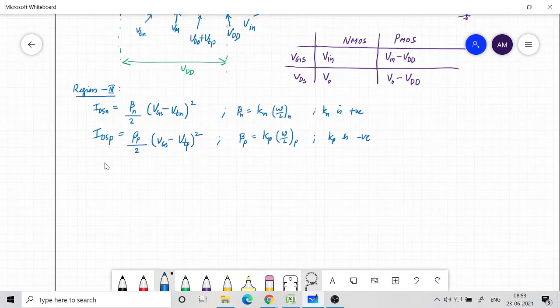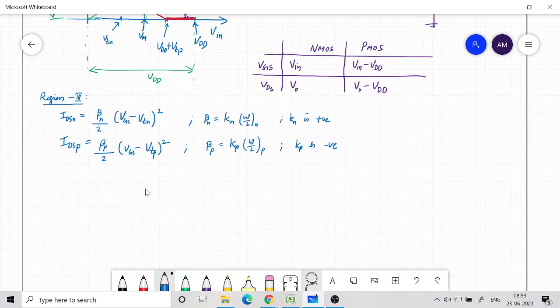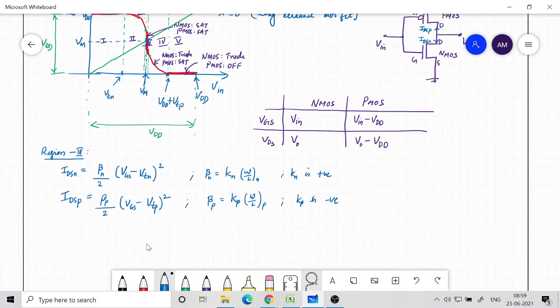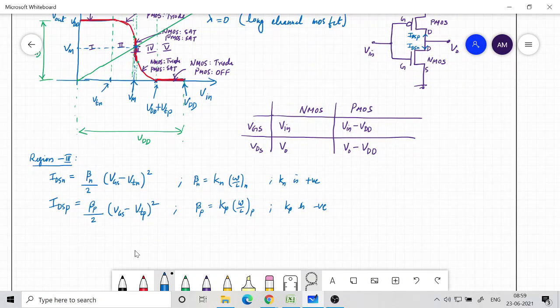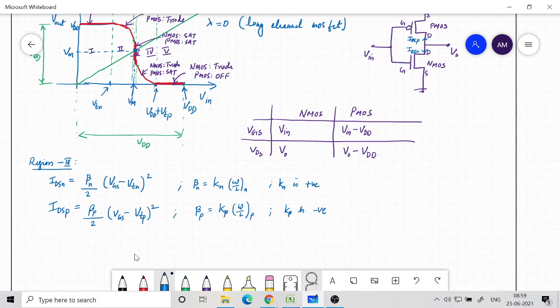For NMOS we have derived these expressions, and I told you that the PMOS quantities are negative, having negative sign. So what does that mean? IDSP is negative means the actual direction of the current through the PMOS is opposite to IDSP, which I have shown here. IDSP I have shown from drain to source, but actually it is flowing from source to drain in the PMOS transistor, whereas in the NMOS transistor it is correct, in the same direction from drain to source.